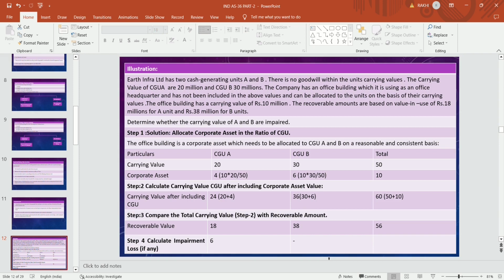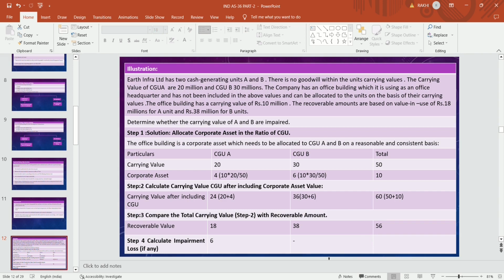Now, after the allocation of the corporate asset, we will determine the carrying value of the CGUs including the corporate asset. So 20 plus 4, it will become 24 for CGU A, and for CGU B 30 plus 6, that is 36. In total it will be 60. Now we will compare that carrying value with the recoverable amount.